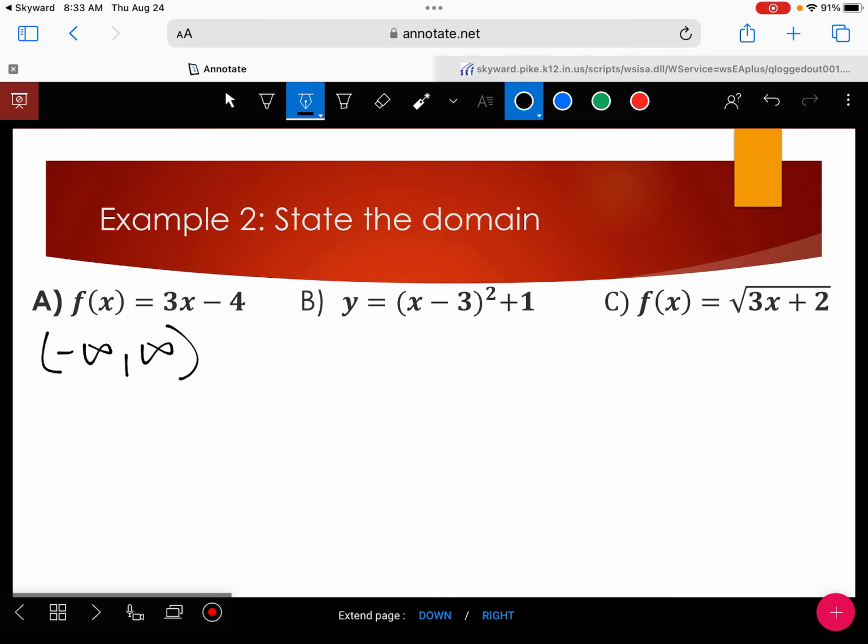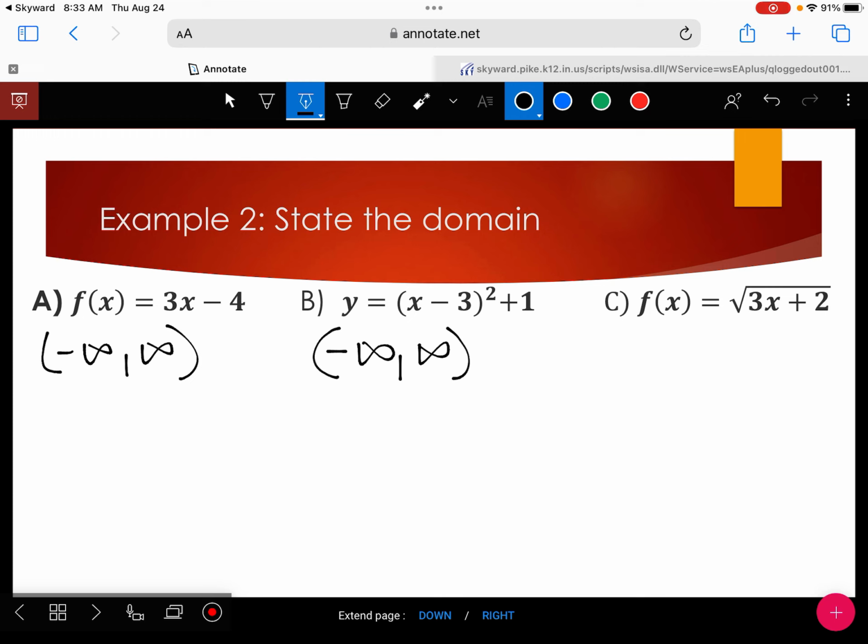All right, question B, do you see a denominator? No. Do you see a square root? No. We have a square, but not a square root. So again, our domain is all real numbers.